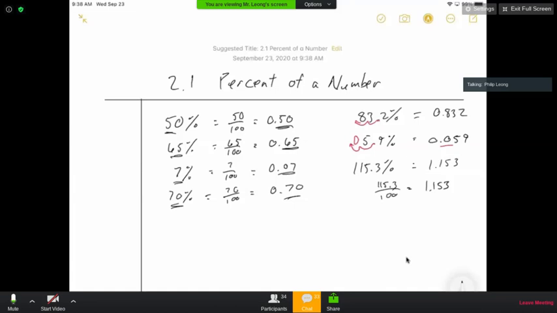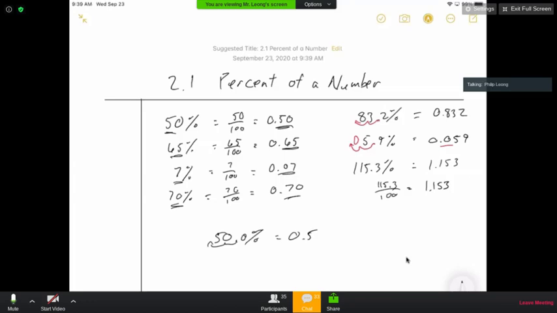Now, you might be thinking, what about these other ones? There's no decimal. Well, think about it. Remember, there's always a decimal. Every number actually has a decimal. The ones that don't just have a secret decimal at the end. They have a .0. So, for example, 50 is actually 50.0. Isn't that the same as 50? I move the decimal 2 places, 1, 2, and I end up with 0.5.